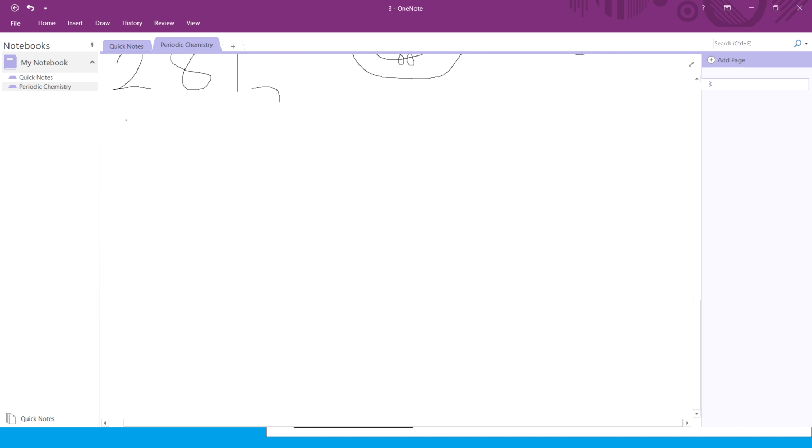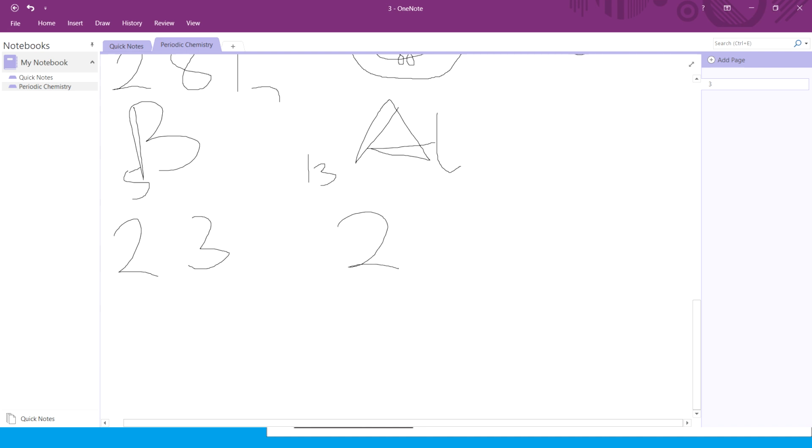So we know that boron, that is B, has an atomic number of 5. Aluminium has an atomic number of 13. When we write the electron configuration, it's 2, 3 for boron, and for aluminium it is 2, 8, 3. So we realize that boron has 2 shells.